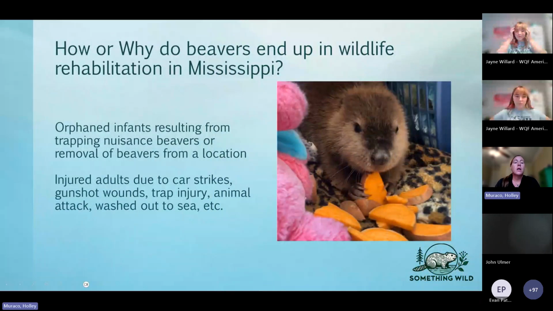Here we go. So how or why do beavers end up in wildlife rehab in Mississippi? The number one reason is the orphaned infants that result from trapping nuisance beavers, or removal of beavers from a location. The babies are very cute and they're very helpless. And so oftentimes we have found that either the trappers themselves or somebody who happens upon the situation sees a little baby beaver there. That's how we end up with them in rehab.